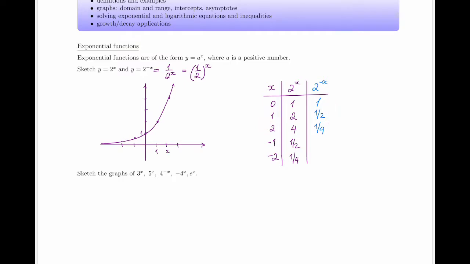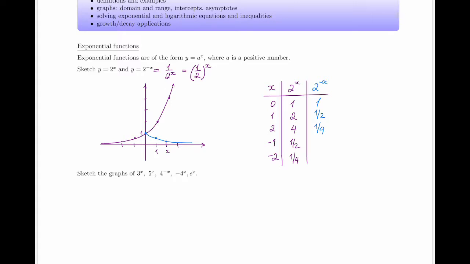And so if I put these points on the graph, I'm going to once again get the same y-intercept, but then here I'm going to get smaller and smaller fractions. And then of course I notice that if that keeps going, I'm going to again approach the x-axis infinitely closely, but never quite touch it and never cross it.